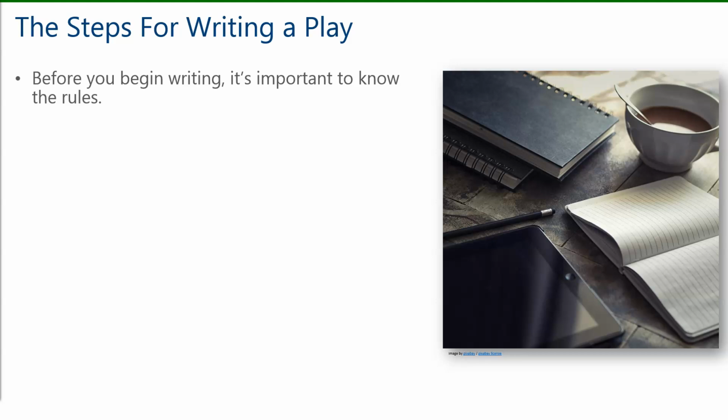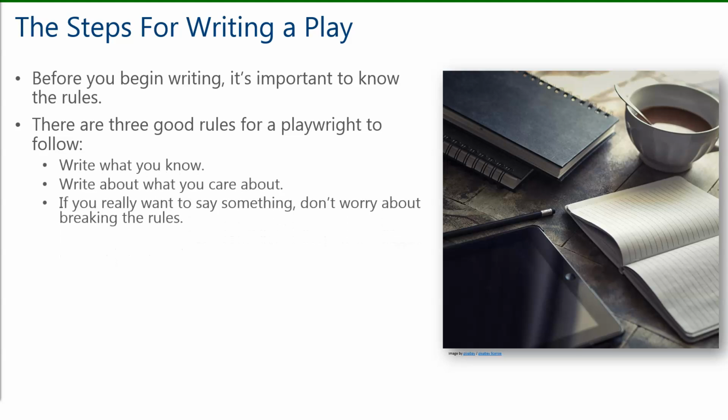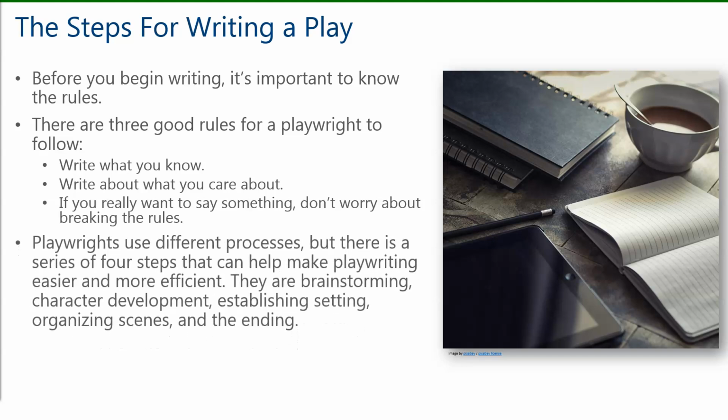Before you begin writing, it is important to know the rules. And there are 3 good rules for a playwright to follow. Write what you know. Write about what you care about. And if you really want to say something, don't worry about breaking the rules. Playwrights use different processes, but there is a series of steps that can help make playwriting easier and more efficient. They are brainstorming, character development, establishing setting, organizing scenes, and, well, the ending.